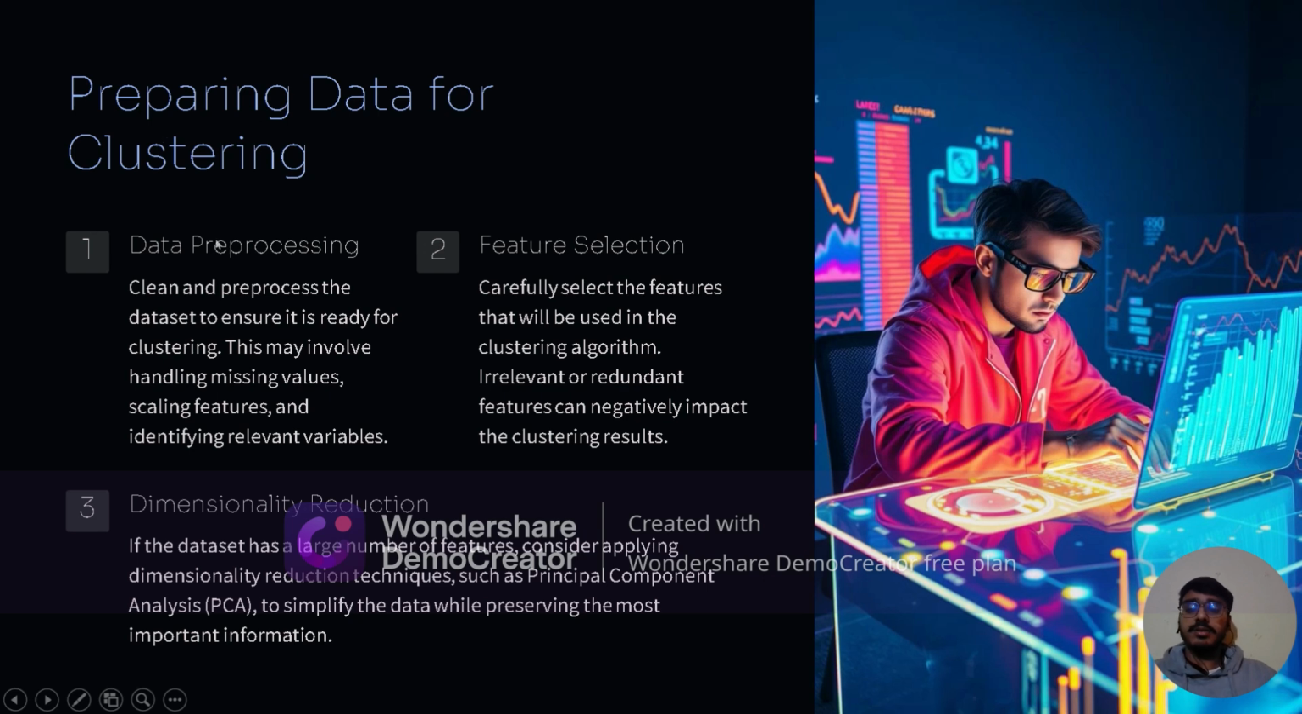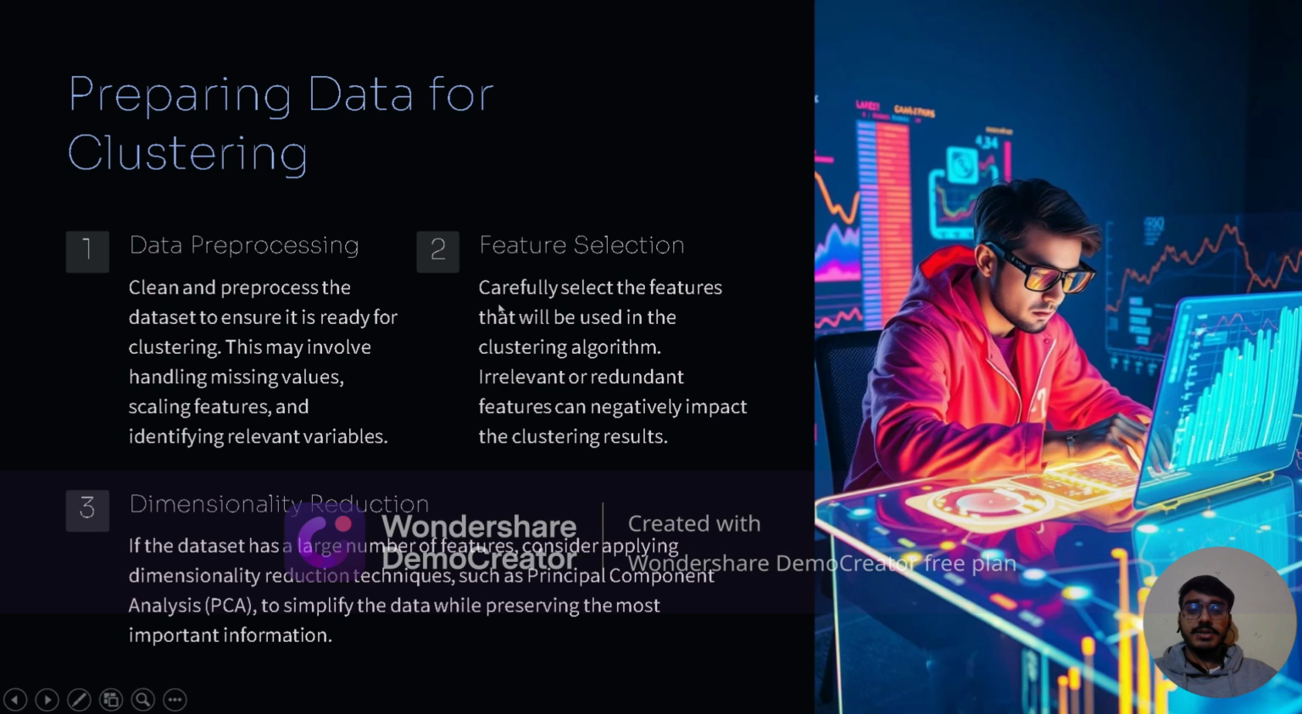Preparing data for clustering. First is data preprocessing. Second is feature selection. Third is dimensionality reduction. First, data preprocessing. Clean and preprocess the dataset to ensure it is ready for clustering. This may involve handling missing values, scaling features, and identifying relevant variables.